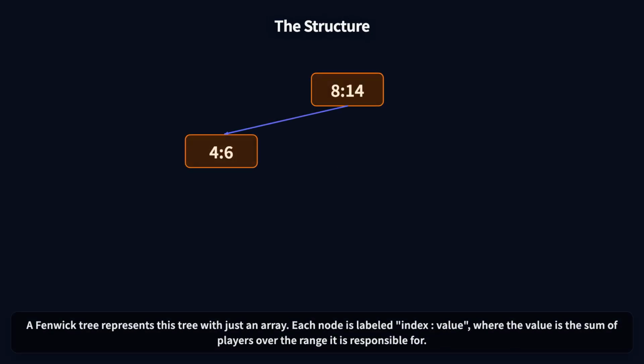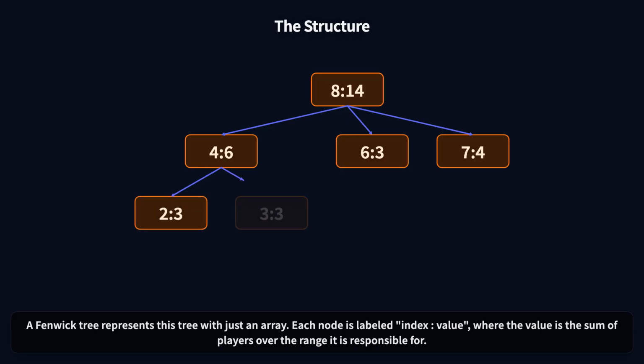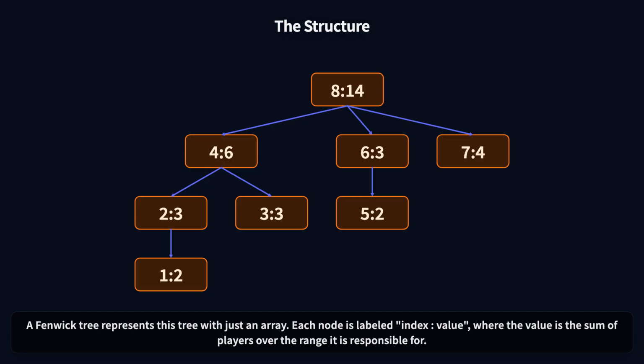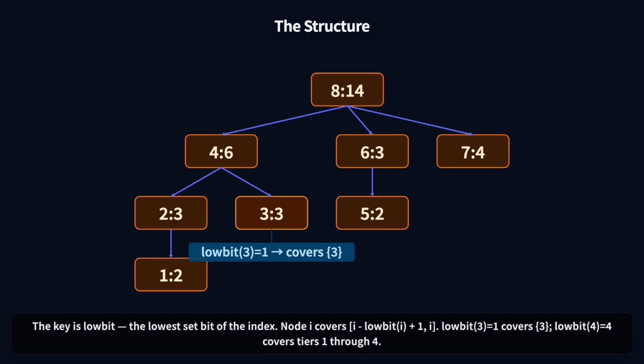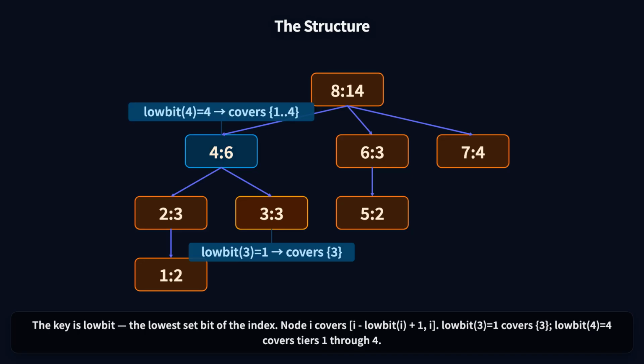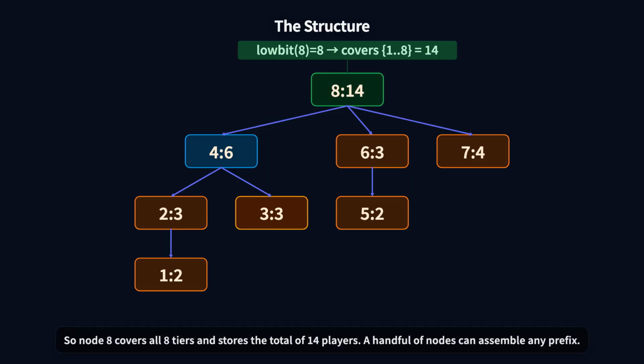A Fenwick tree represents this tree with just an array. Each node is labeled index, value, where the value is the sum of players over the range it is responsible for. The key is lowbit, the lowest set bit of the index. Node i covers i minus lowbit(i) plus 1 through i. Lowbit(3) equals 1, covers 3. Lowbit(4) equals 4, covers tiers 1 through 4. So, node 8 covers all 8 tiers and stores the total of 14 players. A handful of nodes can assemble any prefix.